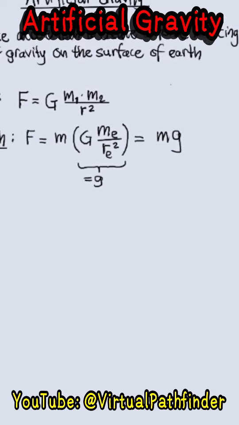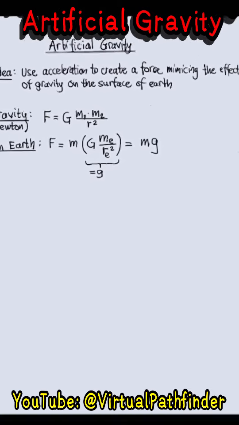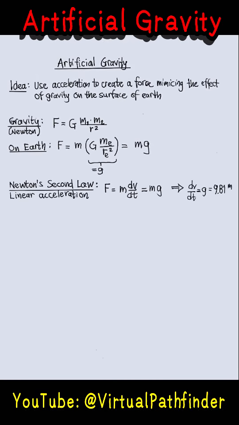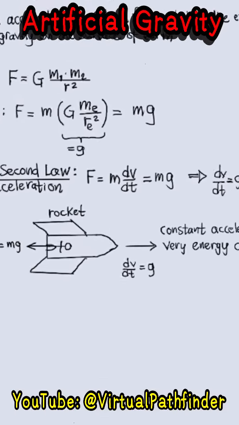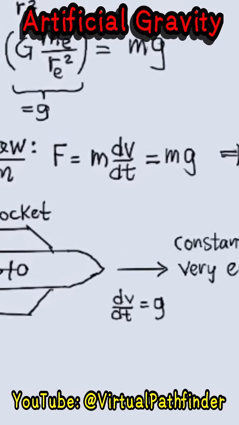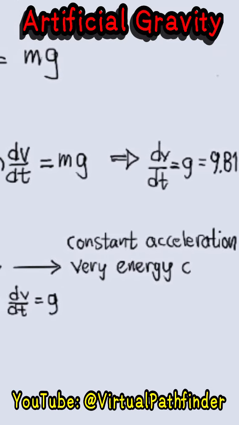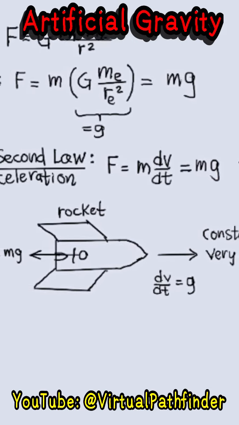In order to create a corresponding force using linear acceleration, Newton's second law of mechanics states that the force experienced by the moving object is F equals the mass times acceleration, and if that is set to be equal to mg, that corresponds to saying that the acceleration is equal to g, which equals 9.81 meters per second squared. To achieve this situation, a spacecraft has to continuously accelerate at a rate of 1g.